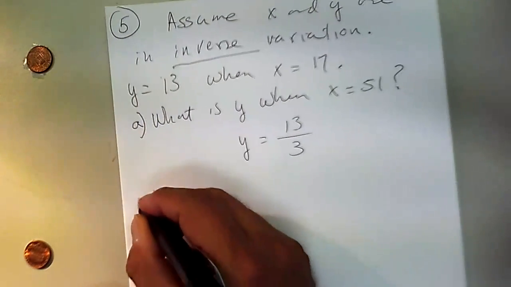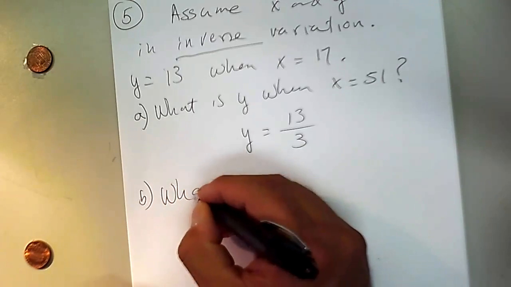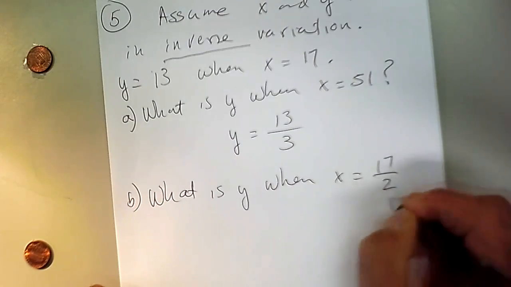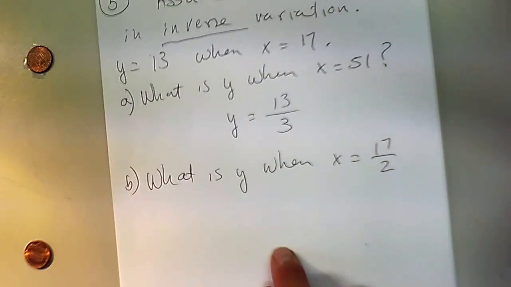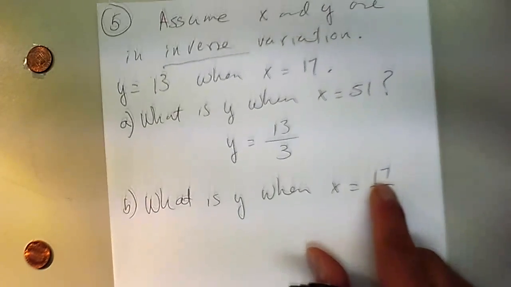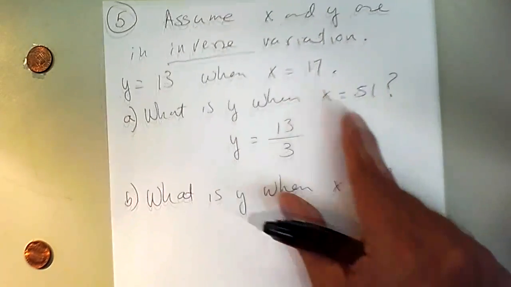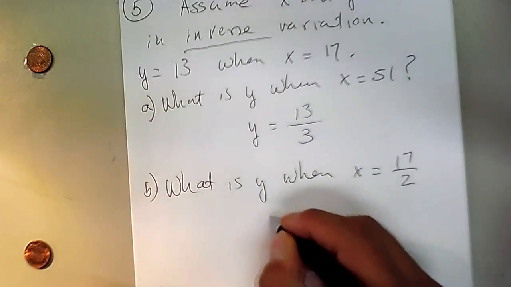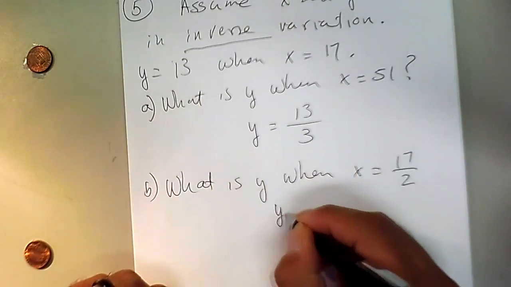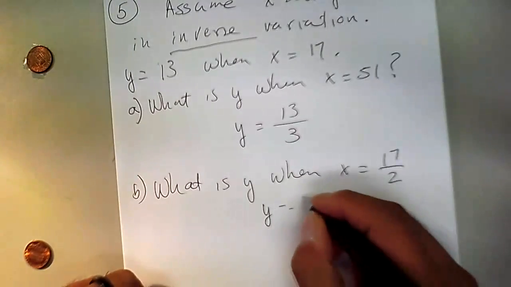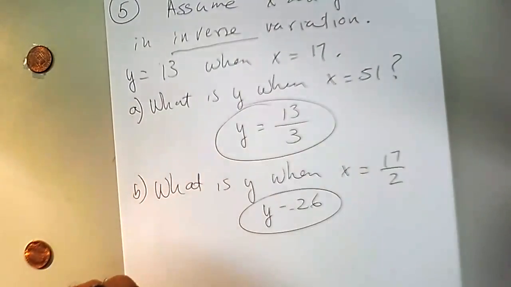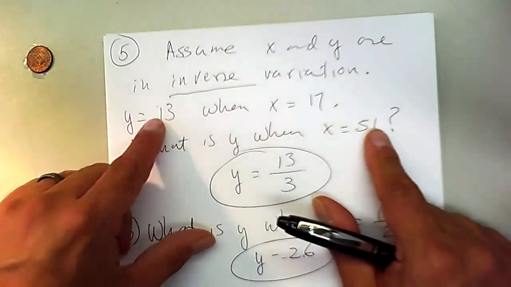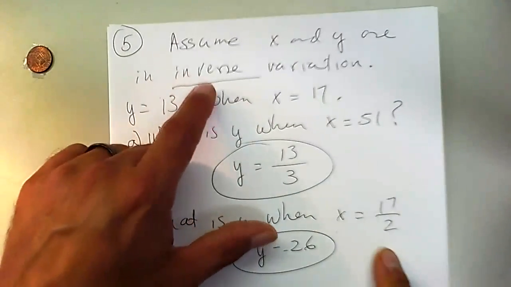Yep. Another easy problem. Next, what is Y when X equals half of 17? 17 over 2. Well, if this is the input and we have inverse variation, that means we have to double the output. We have to do the reverse. Y is double 13, which is 26. Done. That's very simple because we're just thinking, hey, this is 3 times as much, so the output has to be divided by 3. We have inverse variation.